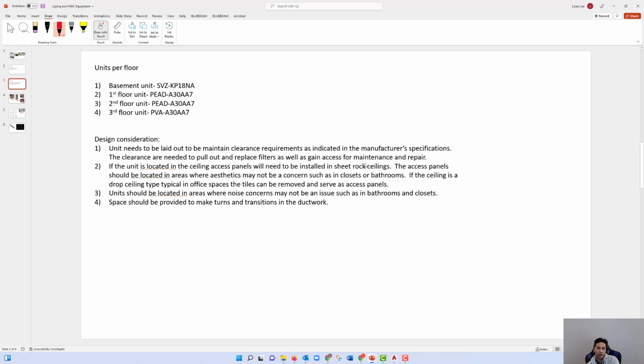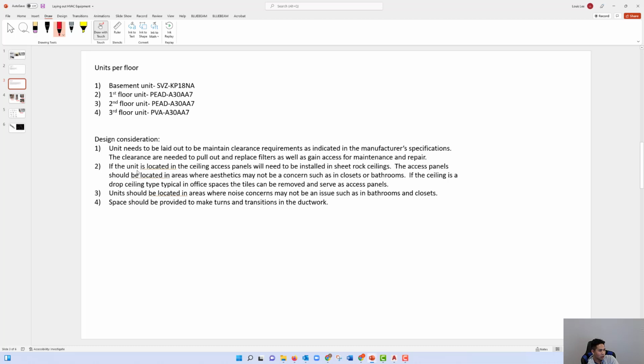and repair. So it's very important to make sure you figure out what the clearance requirements are by looking at the equipment specification sheets that usually can be found online, or you can ask the manufacturer's rep to send you some specifications detailing what the clearance requirements are. And that's one thing to consider.